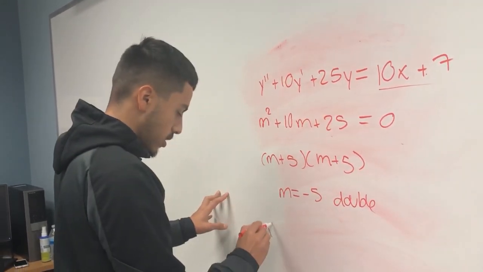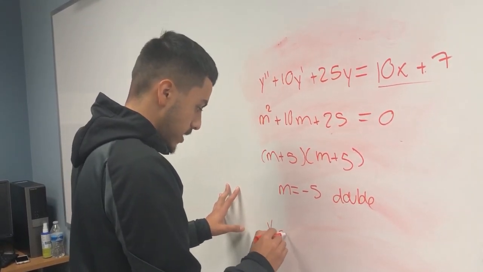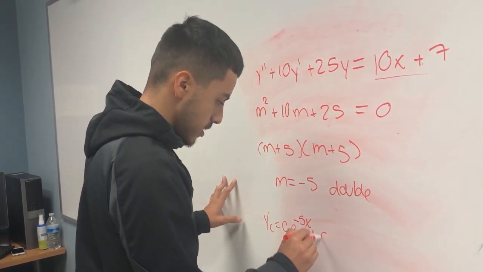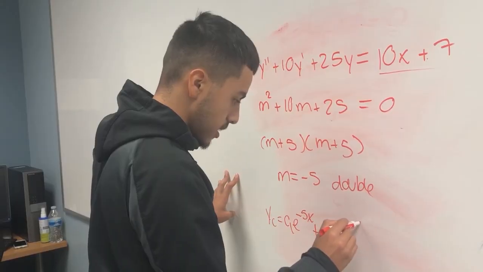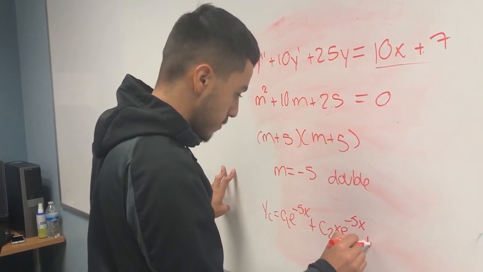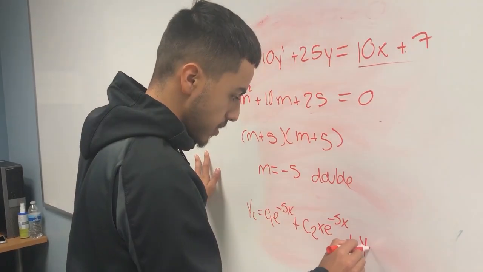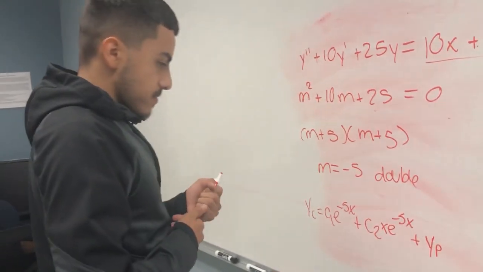Okay. So our general solution, y sub c, would be c1 e to the negative 5x plus c2, and then double root, so we multiply it by x, times e to the negative 5x. And then because of this particular solution here, we need a particular y here as well. Okay, so we need to solve for yp. So how do we do that?